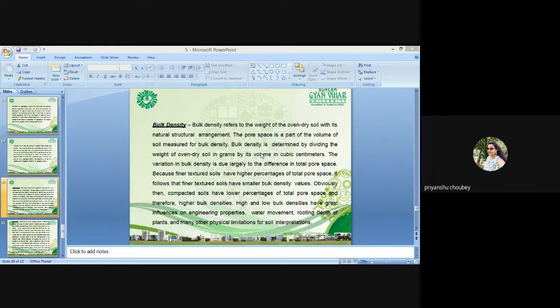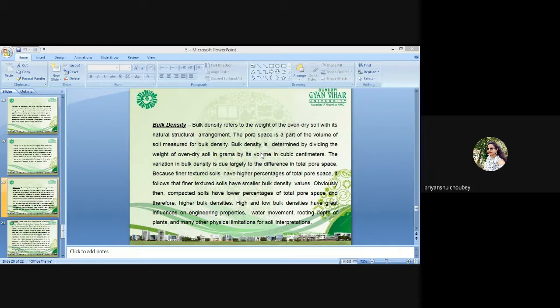The variation of bulk density is largely due to the difference in total pore space because of soil structure. Soils that have a higher percentage of total pore space, such as fine textured soils, have smaller bulk density values. Obviously, a compacted soil has a lower percentage of total pore space and therefore a high bulk density.